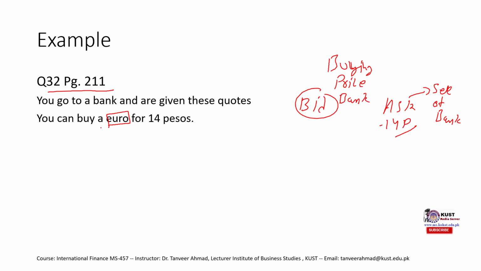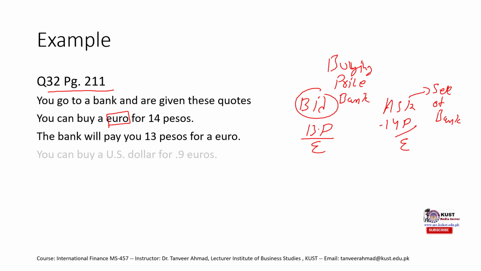So it says that you can buy, so that means the bank is going to sell the euro. So it is going to sell the euro for 14 pesos, and the bank will pay you 13 pesos for a euro. That means if the bank buys a euro from you, then it would give you 13 pesos. So remember, now it makes sense. Bank buys low and sells high. Similarly, you can buy a dollar for 0.9 euros. That means the bank is going to sell me a dollar for 0.9 euros.